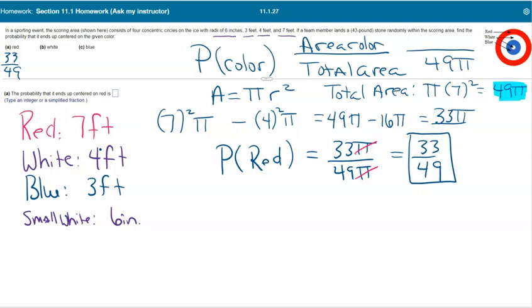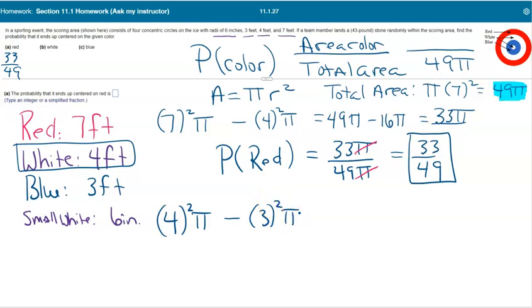But now the white circle, if we just calculate pi r squared with 4 feet, that's going to give us a little bitty white circle, the blue circle, and the white circle together. So we're going to have to subtract some stuff out. So right now I'm focused on white. The area from the center out to the white circle is going to be 4 squared pi, which really is pi r squared, just written in a different order. But now we've got to subtract out the blue circle inside there, which is 3 squared pi. So that white ring is 16 pi minus 9 pi.